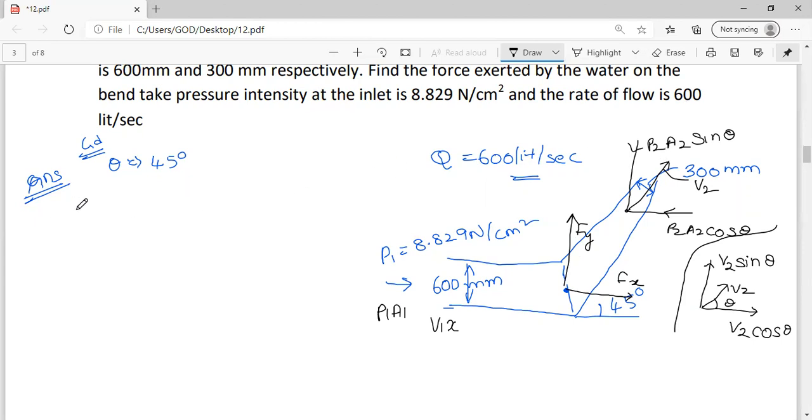So I can use Bernoulli's equation. If you use Bernoulli's equation, at entrance it comes out to be P1 by rho g plus V1 square by 2g plus Z1, which is equal to P2 by rho g plus V2 square by 2g plus Z2. As the pipe is on the same level, I can remove Z1 and Z2 as the same. So from this I can write, I'll substitute directly.